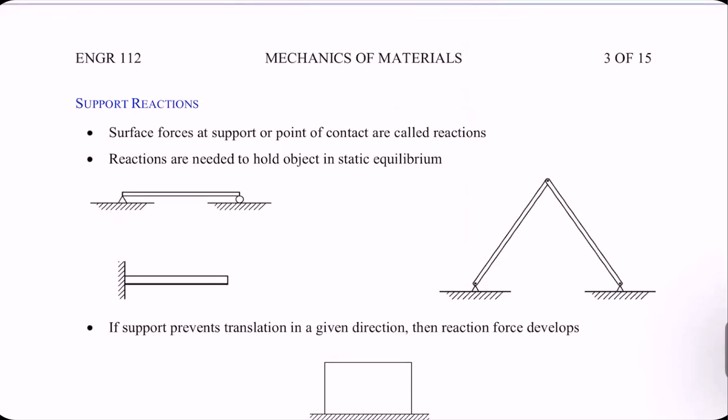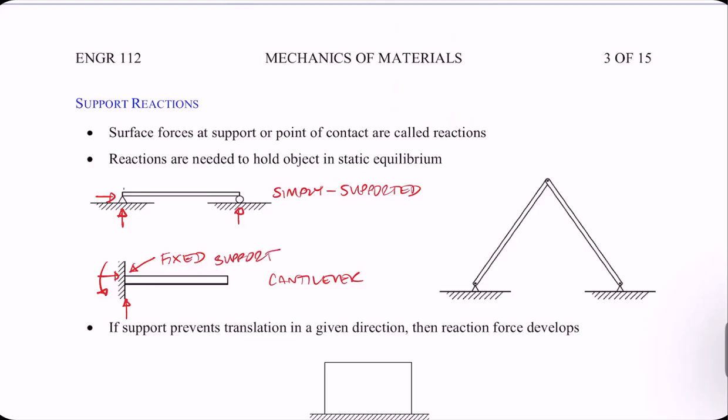We use reactions to hold objects in static equilibrium. This is our simply supported beam. Simply supported because that's the easiest way that we can do it, and it's statically determinate. So we call that simply supported. We call this picture the cantilever. We have a vertical reaction, horizontal, and the one people like to forget, a moment reaction. This is a fixed support. This is our pin. This is our roller that we saw. Up here we have what we call an internal pin, or more commonly a hinge.